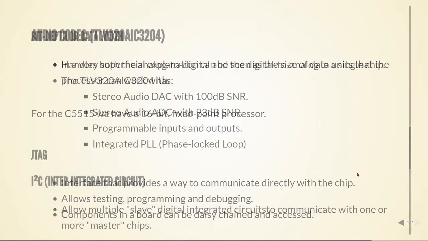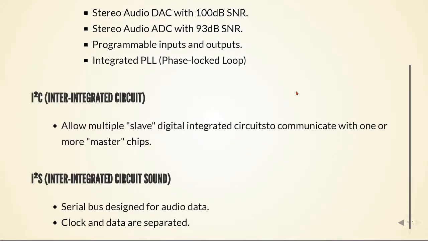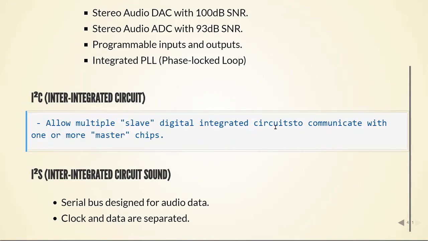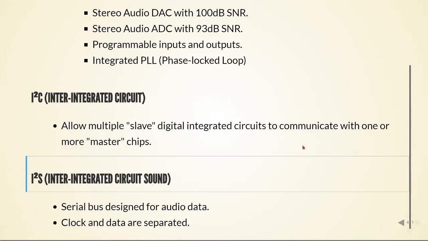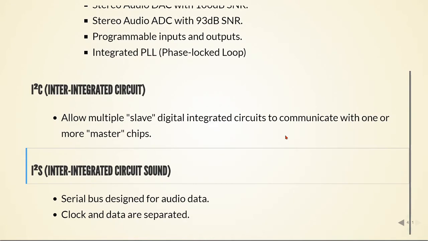So the I2C allows multiple slave digital integrated circuits to communicate with one or more master chips. And the inter-integrated circuit sound is a serial bus designed for audio data, and it has the clock and the data separated.